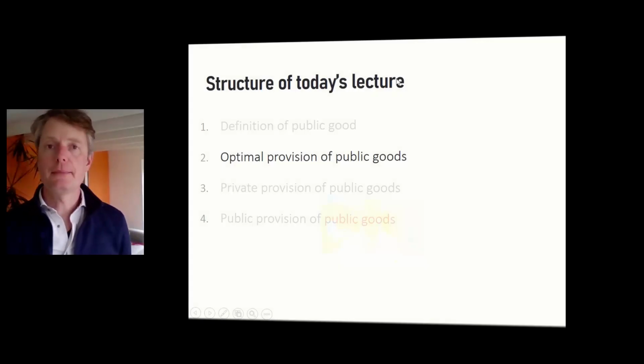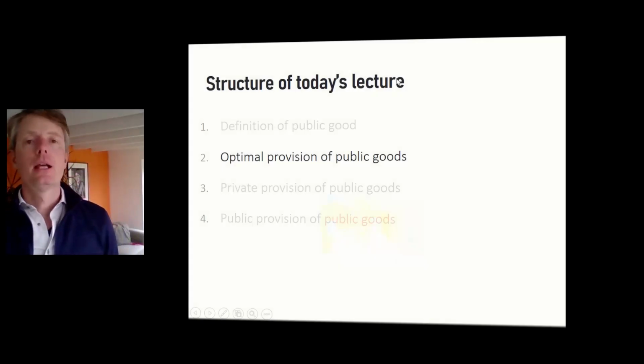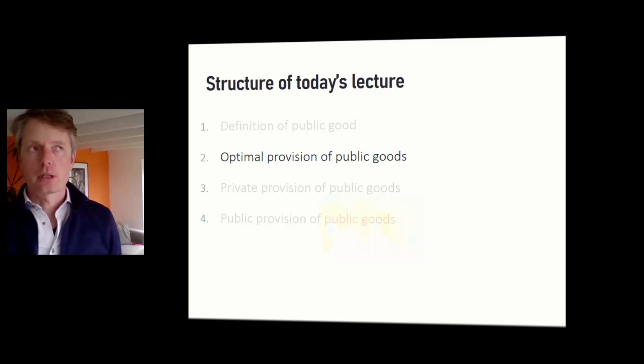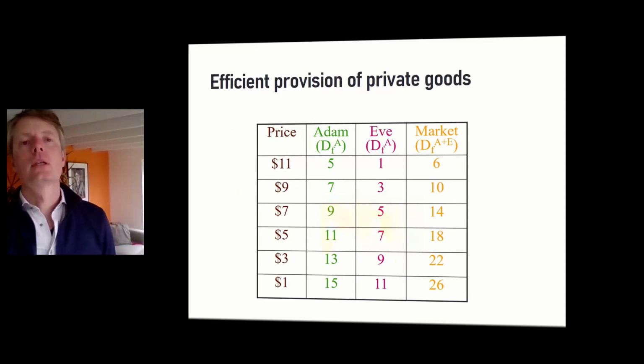Now that we know what a public good is, we are going to discuss the optimal provision of public goods. As soon as we know what the optimal level of provision of public goods is, then we can contrast this with private provision of the public good. That's the next topic. And then finally, we can discuss what the government can do about it, namely if the public good is not provided at the optimal level.